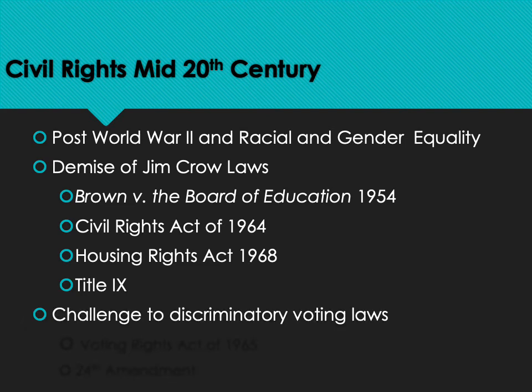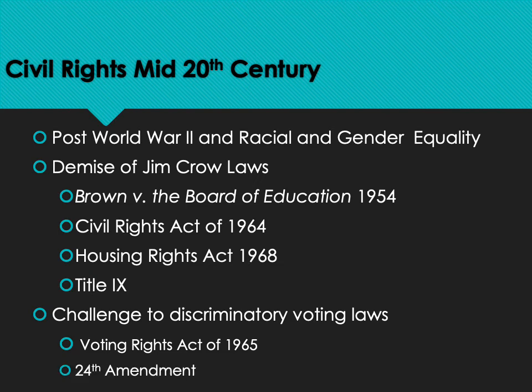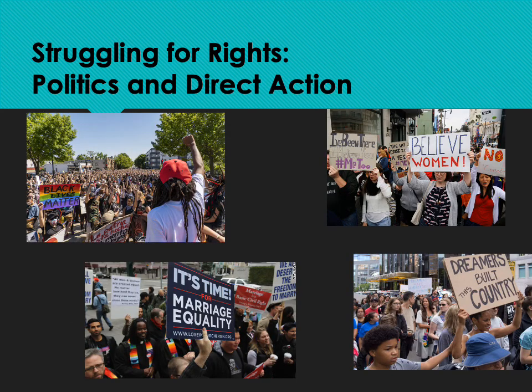And then when it comes to challenging discriminatory voting laws, the Voting Rights Act of 1965 is passed that prohibits literacy tests and poll taxes and other kinds of methods that discriminate against people as they vote based on their race. And then we have the passage of the 24th Amendment that prohibits the use of poll taxes. And so those are an overview of the major civil rights legislation from the mid part of the 20th century.